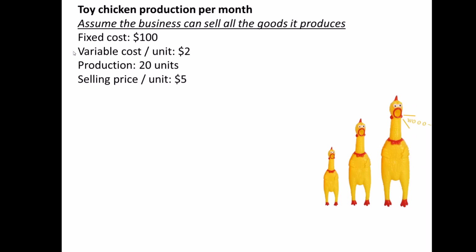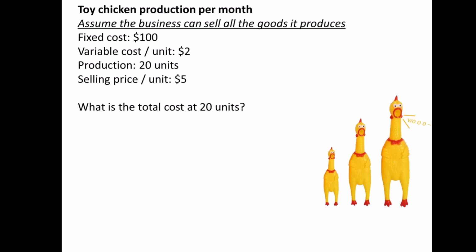So here, these are the items. We have fixed costs, so that's the total fixed cost, $100, and the variable cost per unit, $2, and production, 20 units. So right now we are producing 20 units, and the selling price per unit is $5. So here is the first question: what is the total cost at 20 units?